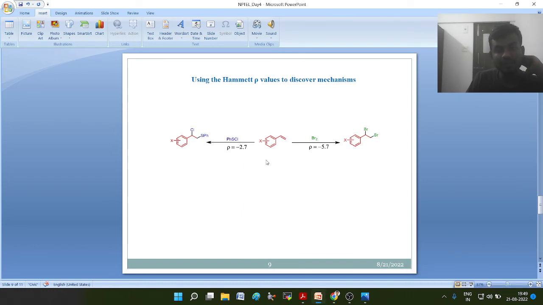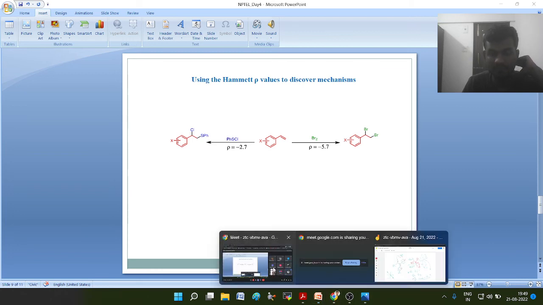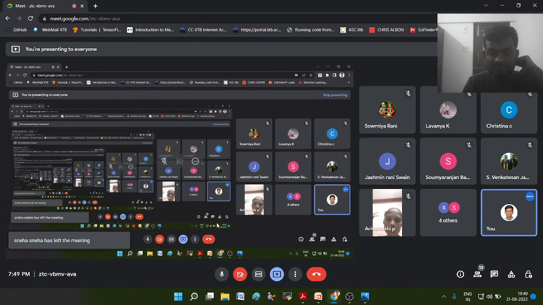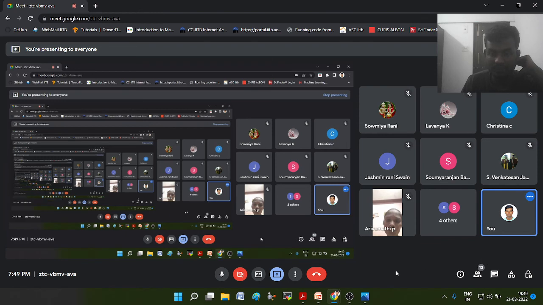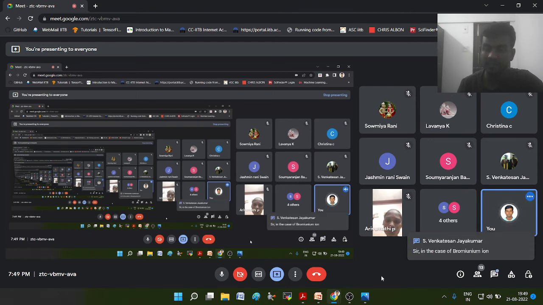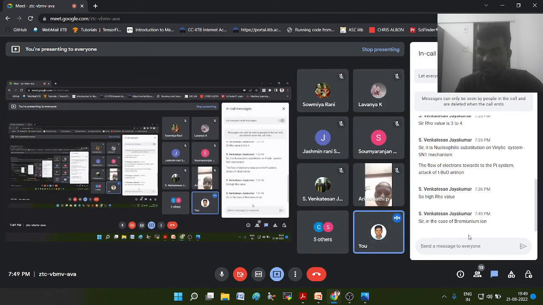The question is this rho value. We have to explain this rho value and the mechanism. So what do we expect? If I explain, I have less time anyway. So from our standard mechanism understanding of the bromination reaction, we see, okay, let me check the answer. In the case of bromonium ion, yes.